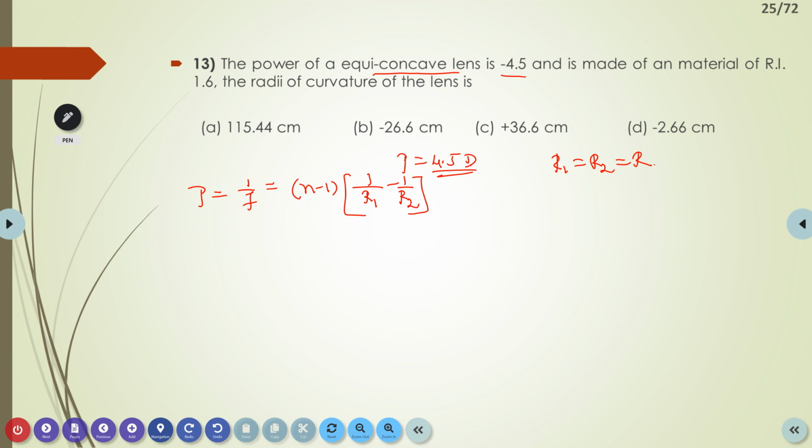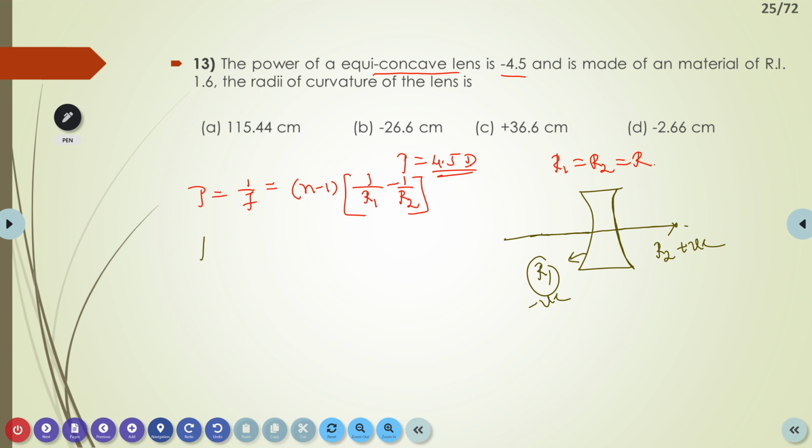For the concave, can I draw it like this? This is the concave lens. This is R1. It is on the left side, no? Center of curvature is on the left side, so that R1 is negative. But this is R2, here center of curvature is here. R2 is positive. Equi means R1 equal to R2 equal to R.